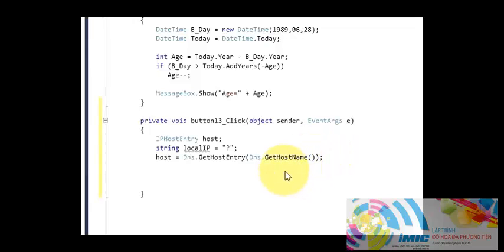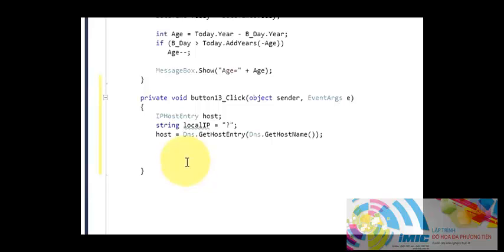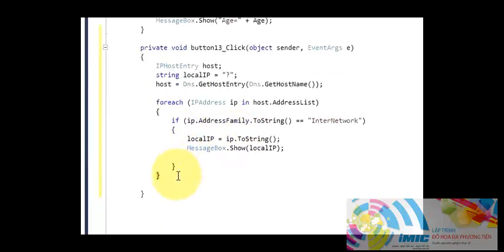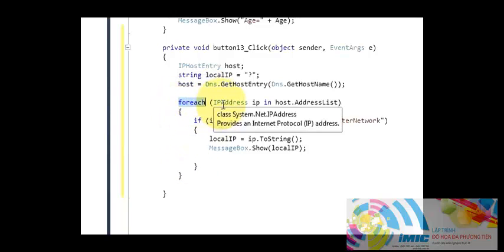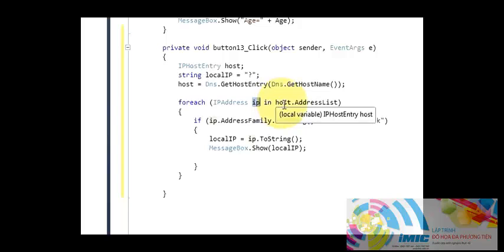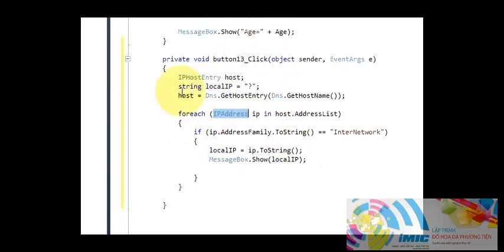Now in the next line what we will write is this code. This is a foreach loop, so just write a foreach loop, and in the brackets IPAddress ip in host.AddressList. This will hold the IP address, and it will keep on looping until all the addresses in the list are there.